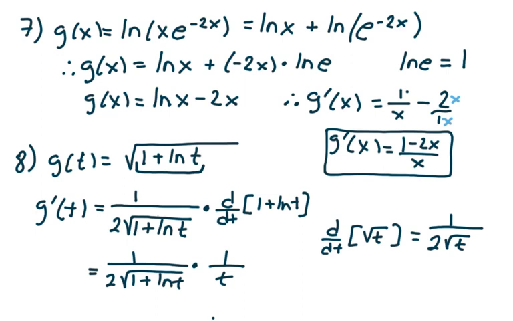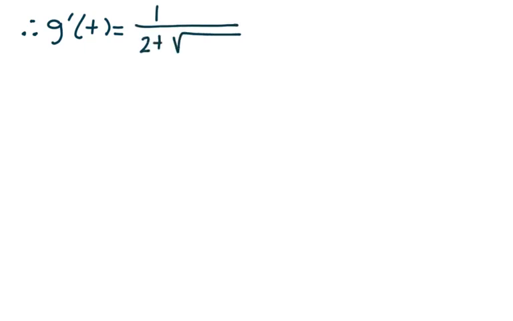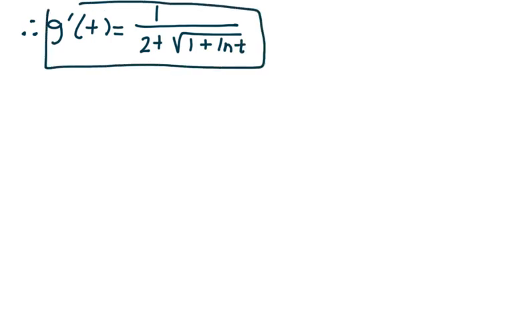And then I'm just going to write this a little bit different. The way I would cap this one off is I would say g prime of t is 1 over 2t times the square root of 1 plus the natural log of t. And that's how we do example 8. Let's take a look at example 9.